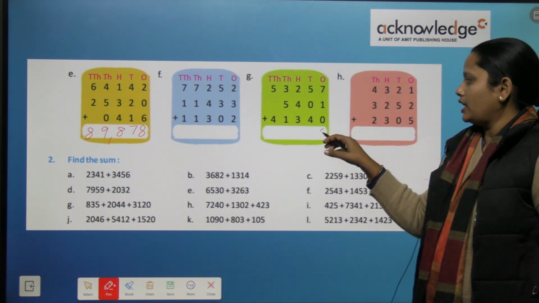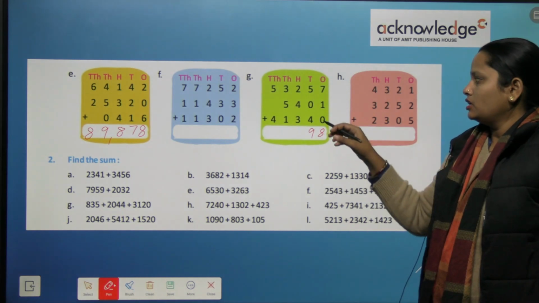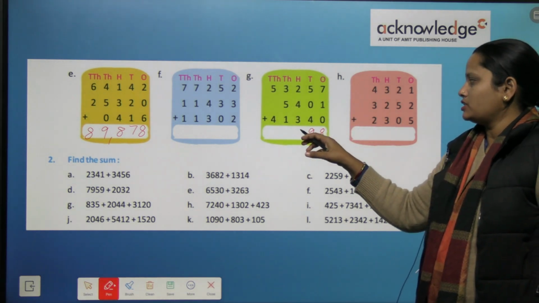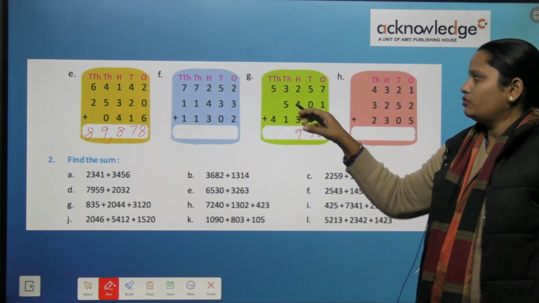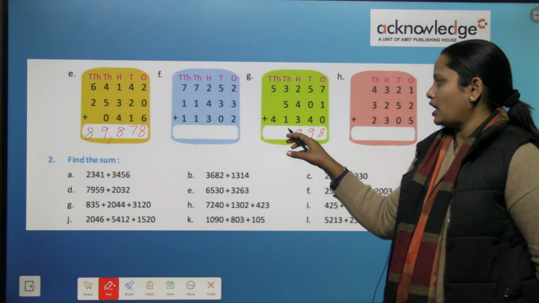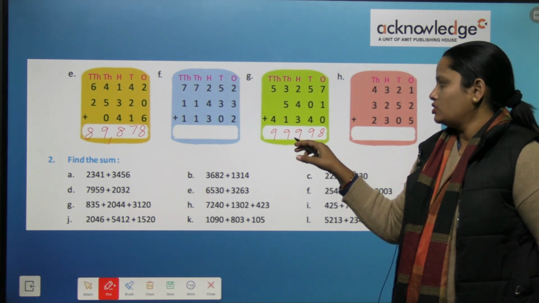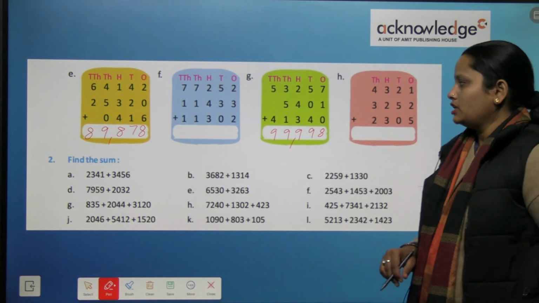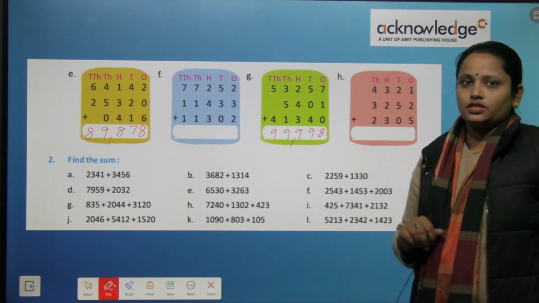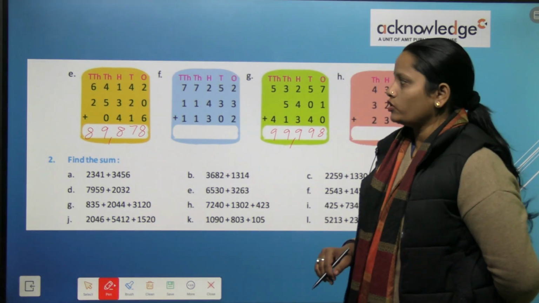7 plus 1 is 8. Again, 5 plus 4 is 9, 4 plus 2 is 6, and 6 plus 3 is 9, 5 plus 1 is 6, and 6 plus 3 is 9, 4 plus 5 is 9. So here our answer is 99,998. So similarly, children, you have to do the remaining two questions. Now, let's move on to question number 2.